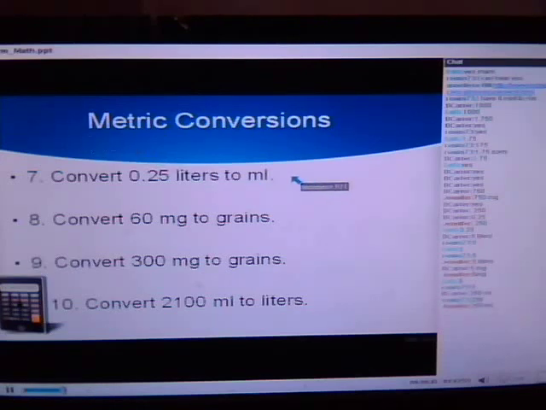Okay, convert 0.25 liters to milliliters, knowing that 1,000 milliliters is 1 liter. I'll let you guys go ahead and do it. Somebody write the correct answer right here.